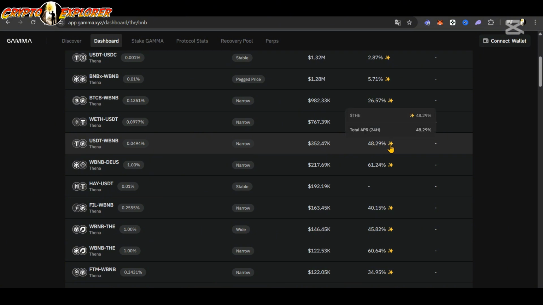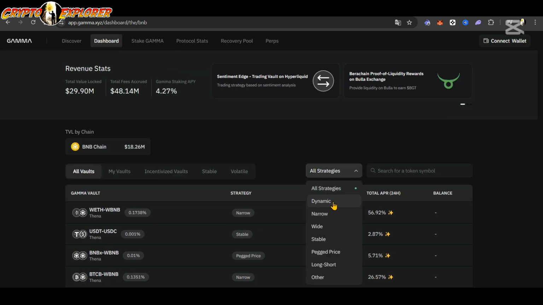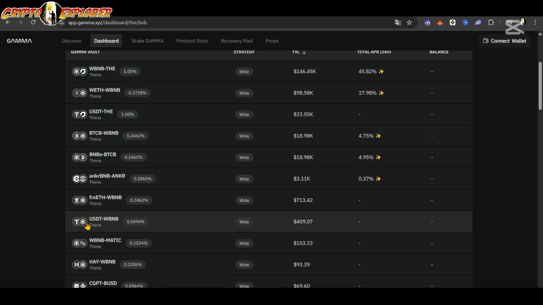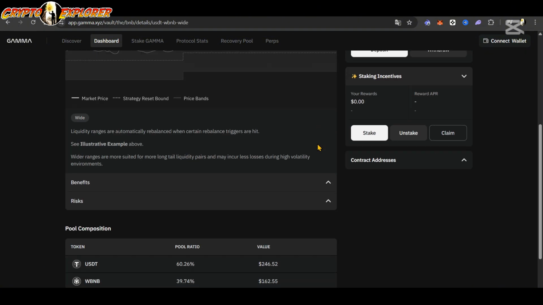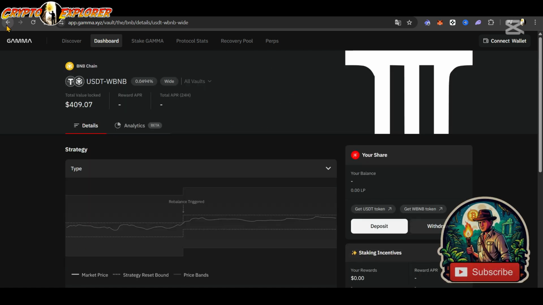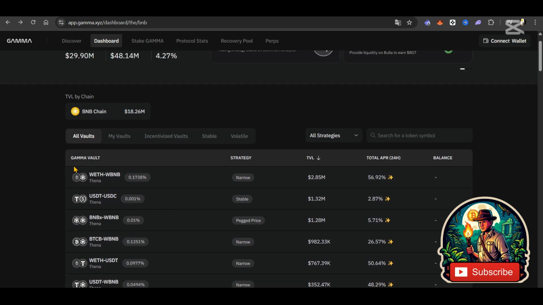48% APR with some incentives also. You see the strategy here is a narrow range. So you can also filter things out by all strategies or dynamic, narrow, wide. So let's see what they have with wide. Okay, so this specific pool, USDT wrapped BNB with a wide range, has a really low TVL. Not sure if this is still something that is operational or if they deprecated it. Whenever you're in doubt, just go to their social media channels, ask the team, and if someone gets back to you on the DMs, ignore it. Probably scammers. They will only reply to you on the official chat, okay?